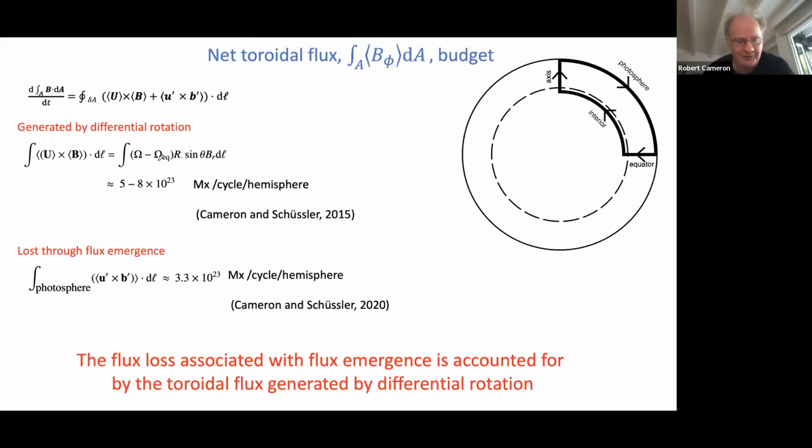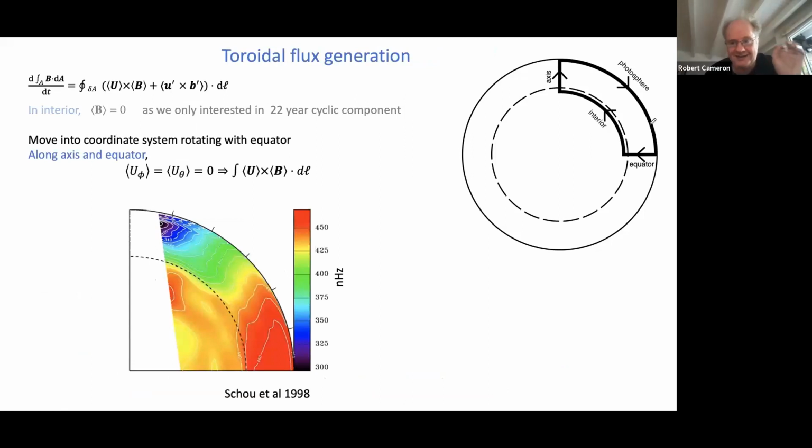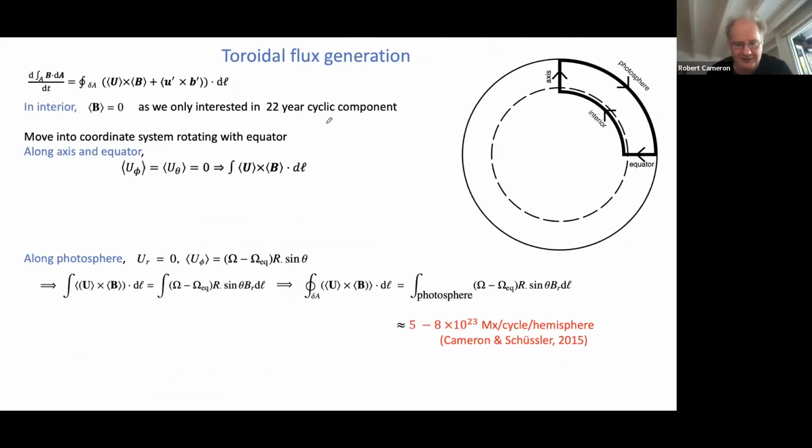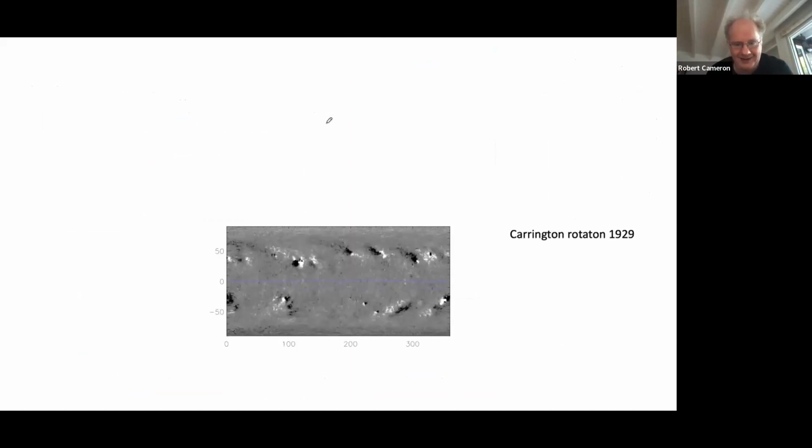You can go back to papers from the 80s, and they were always talking about 5 times 10^23 Maxwells as being the flux required to produce the activity. And this is basically correct. We need about 5 to 8 times 10^23 Maxwells to account for what we see, and this has to be produced by flux threading the surface. There's no way you can have flux threading the surface which doesn't end up producing so much per hemisphere. That's just Stokes' theorem.